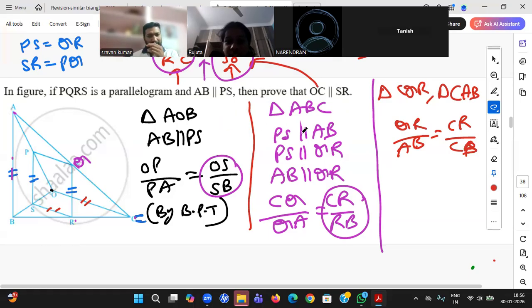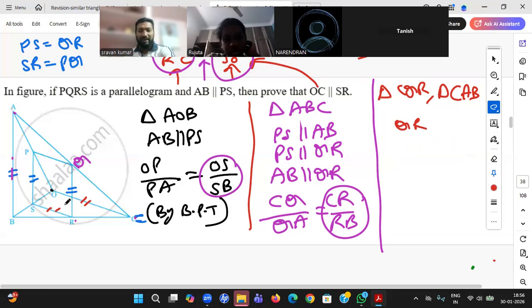Okay, let me see once again. She's saying something. CQR is this triangle. CAB is the big triangle. So I'm able to see they both are similar. So you want to use the similarity concept. Yes, sir. Absolutely fine. So that is what I said. Definitely that will not come to my mind. In my mind, only BPT comes. Whenever I see a triangle like this, only BPT comes.